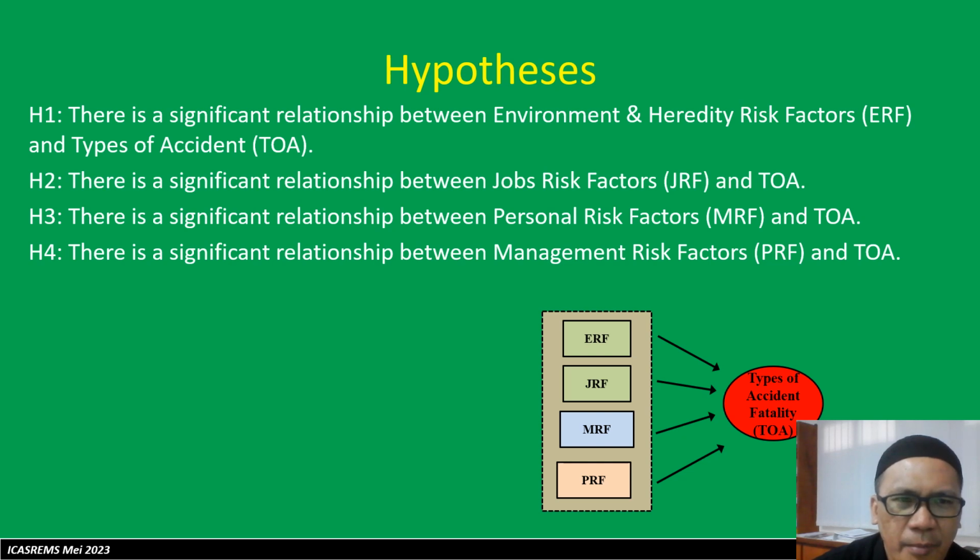So here we have 4 hypotheses. H1 is there is a significant relationship between environment and heredity risk factors and types of accident. Hypothesis 2 is there is a significant relationship between job risk factors and types of accident. Hypothesis 3 is there is a significant relationship between personal risk factors and types of accident. And lastly, hypothesis 4 is there is a significant relationship between management risk factors and types of accident.